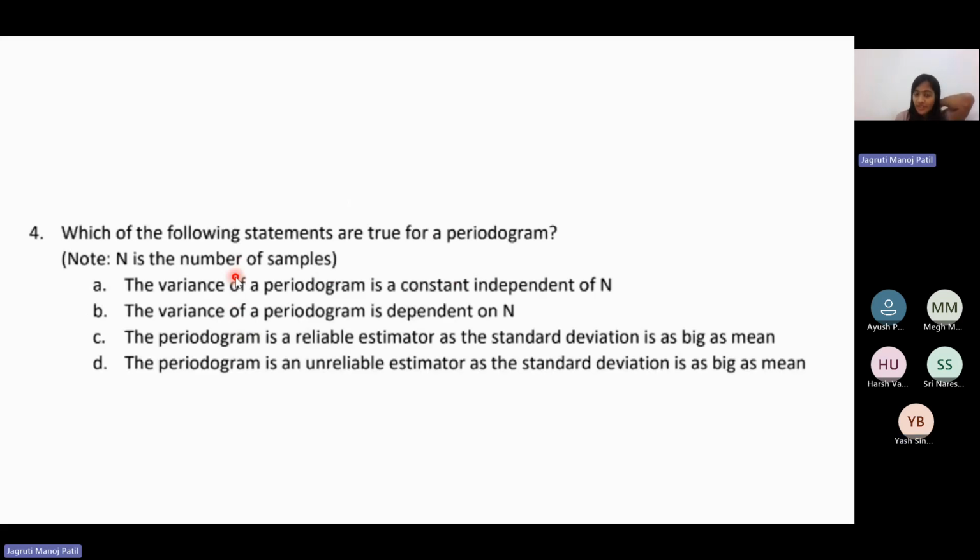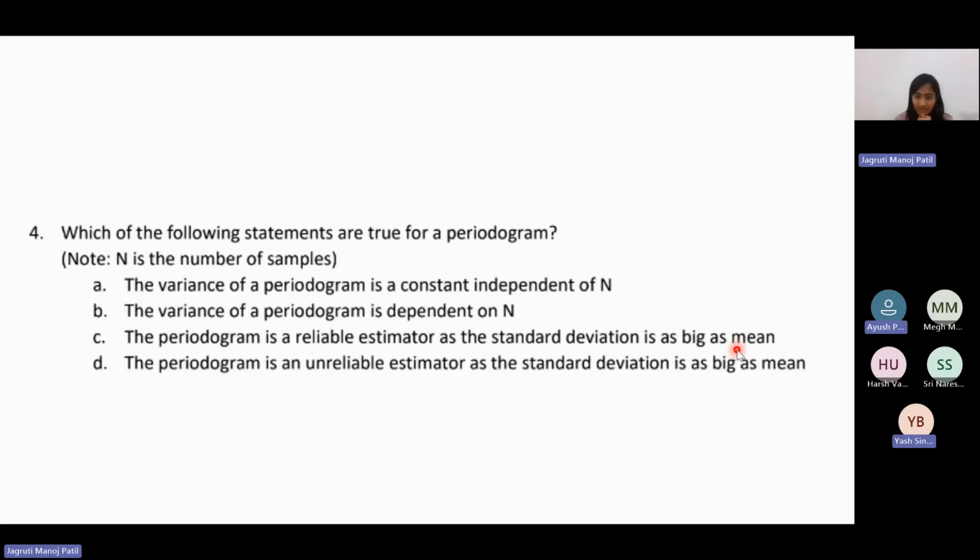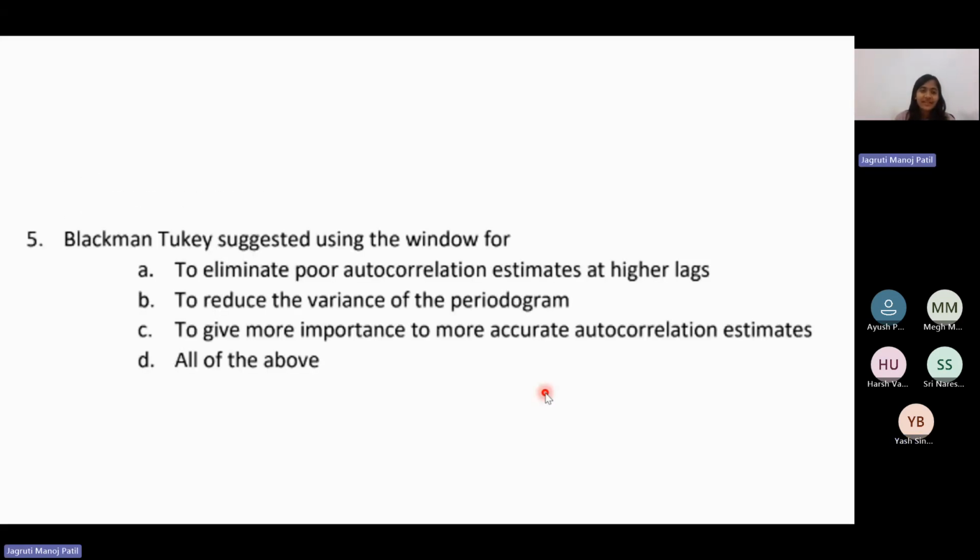Next, which of the following statements are true for the periodogram? Given n is the number of samples: it's a constant independent of n, dependent on n, or a reliable estimator, or an unreliable estimator. A and D. Blackman-Tukey suggested using the window to reduce the weight of inaccurate estimates and give more importance to accurate estimates. All of the above.